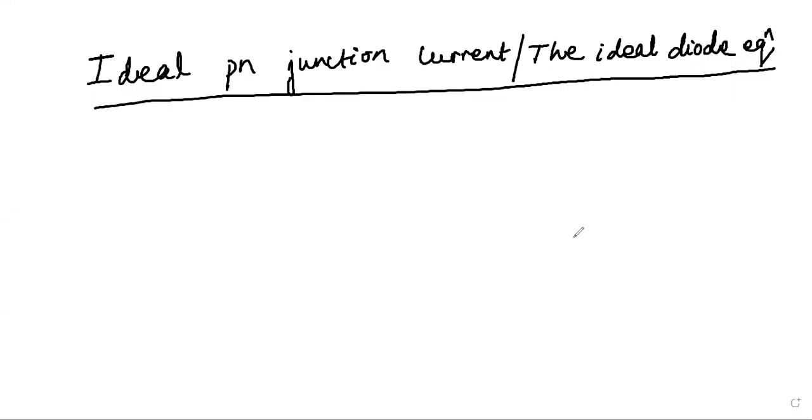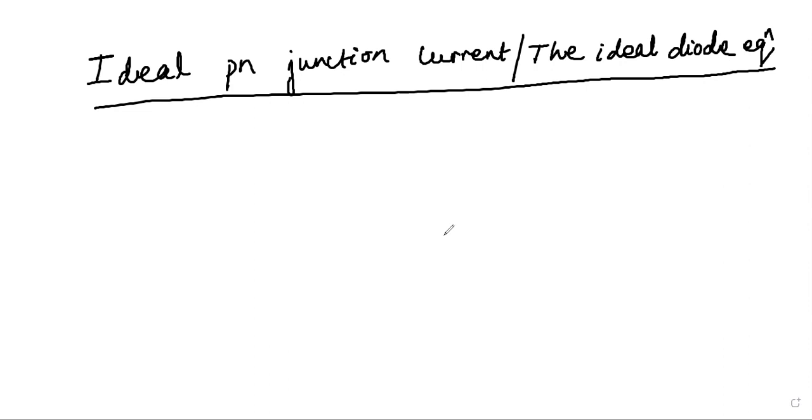Hello guys, today in this video we are going to discuss the ideal PN junction current, or the ideal diode equation. If you remember, in the previous video we discussed the minority carrier distribution. I told you how the excess minority carrier electrons from the N region to the P region, or minority carrier holes from the P region to the N region, diffuse and then decay gradually as an exponential decay function. So that we have derived.